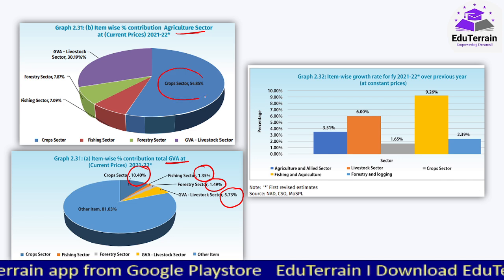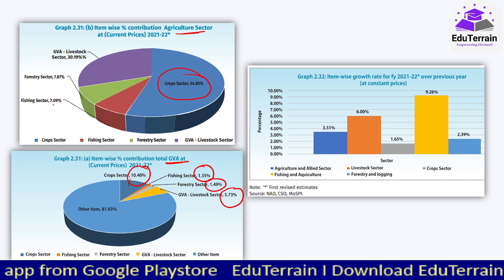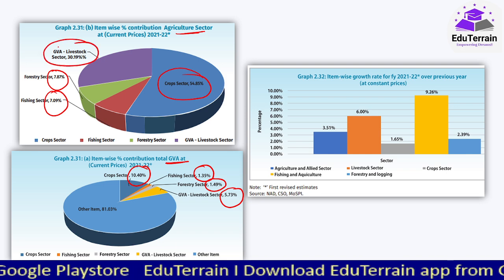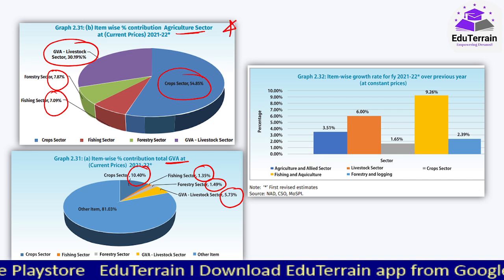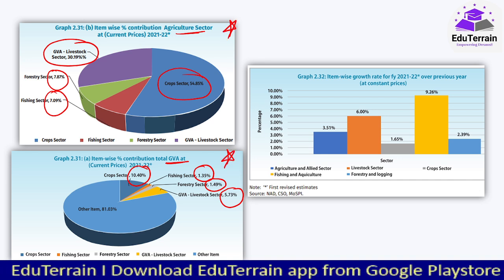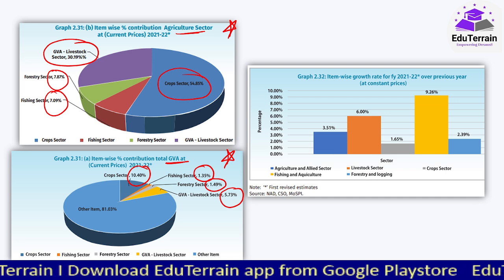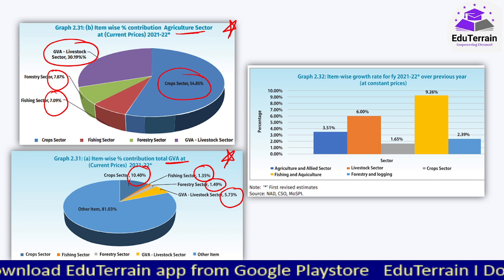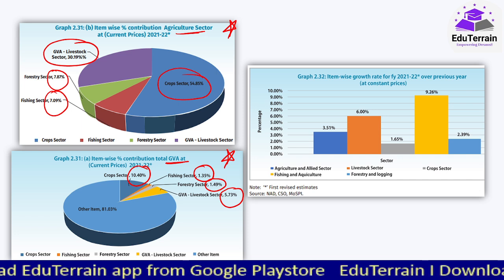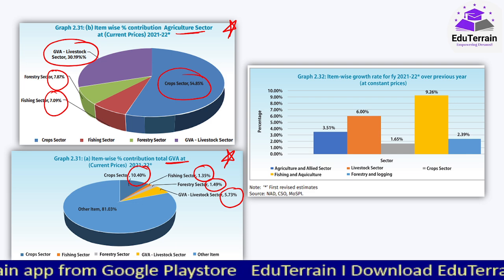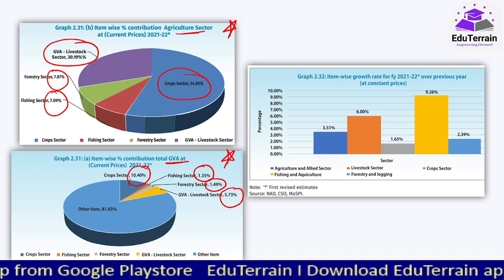In that, the highest is again the crop sector, after that fisheries 7.09, forestry 7.87 and as you can see livestock 30.19%. Both these figures are very important, and please be very careful from which report the question is asked, because the figures that you are noticing here would be a little bit different from the figures that have been released by the Ministry of Agriculture and Farmers Welfare or the Ministry of Statistics and Program Implementation.